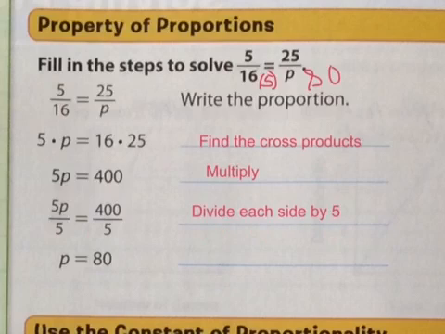So you can divide each side by 5, and then finally you will simplify, which means you will divide the numerator by the denominator. Over here these two cross each other out, and you're only left with p, and you have 80. P equals 80. And these are your steps. So keep in mind that I will be using expressions such as find the cross products.